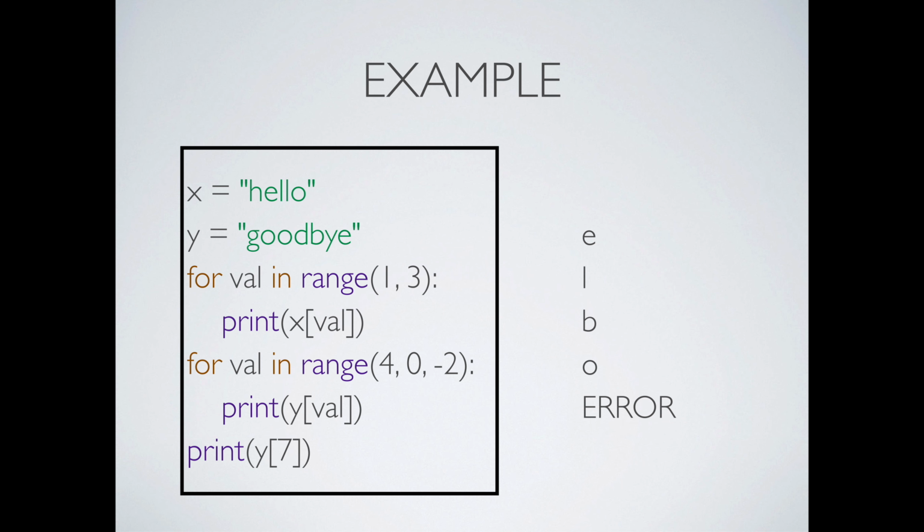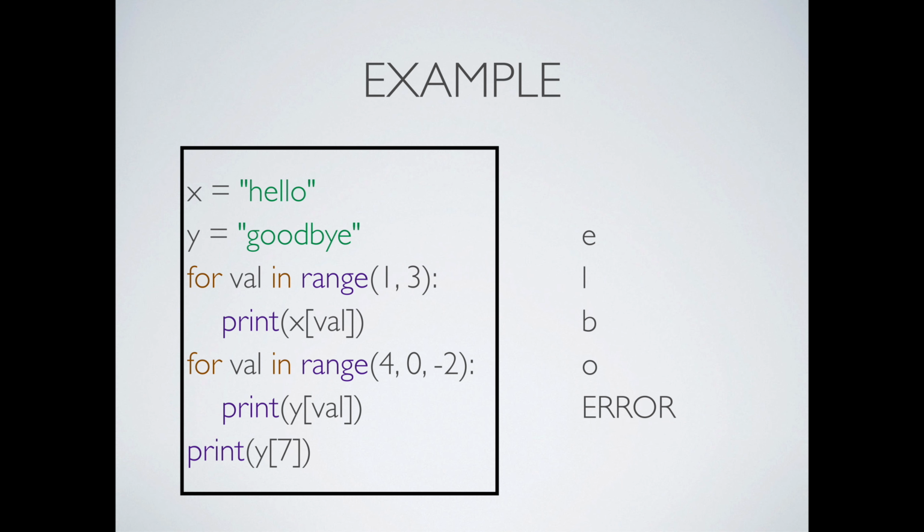So val is going to get the values 4, 2, and that's it, right? Then we say print y, square bracket val. So y is this string goodbye, and we print y, square bracket 4 first. Well, the character at position 4 in that string y is that B. The character at position 2 is going to be that O. So that's that for loop.